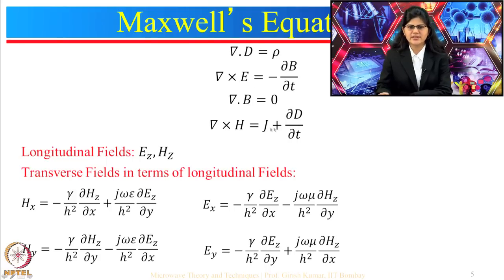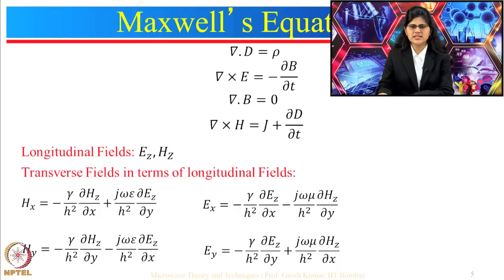So these are the four Maxwell's equations in differential form, or they are also called Maxwell's equations in point form. The first Maxwell's equation is del dot D is equal to rho, which comes from Gauss law, and it states that the electric flux leaving a volume is proportional to the charge enclosed. The second equation is del cross E is equal to minus partial B by partial t, which comes from Faraday's law of induction, and it states that the voltage induced is proportional to the rate of change of magnetic flux. And the third equation is del dot B is equal to 0, which comes from Gauss law for magnetism, and it states that total flux leaving a closed surface is 0.